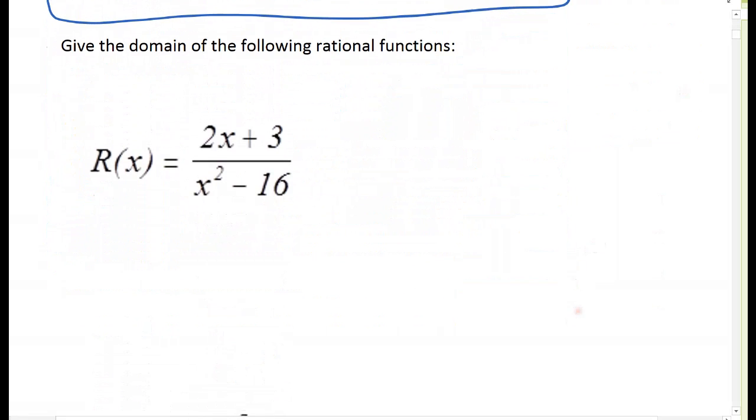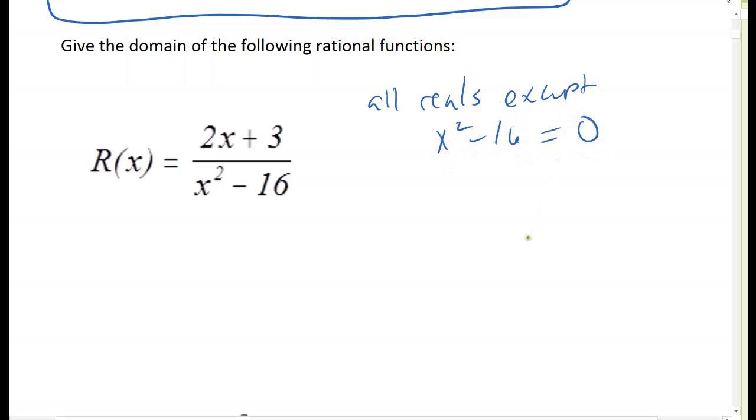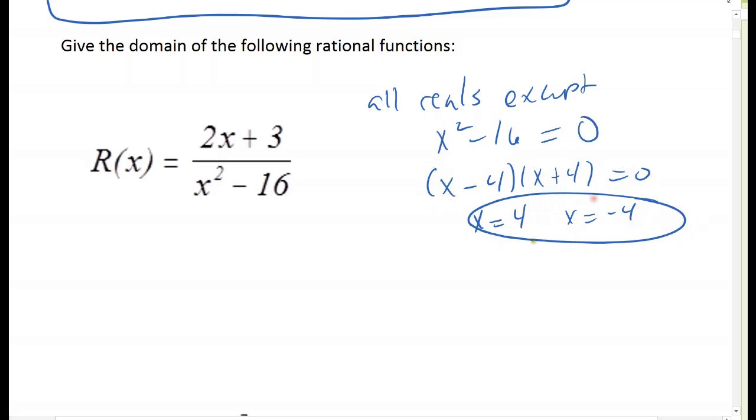All right, so we want to find the domains of the following rational functions. Well, the domain is all reals except when my x squared minus 16 equals 0. Now, there's two ways to solve this. Either you can factor it or use the square root property. It factors into x minus 4, x plus 4. And so we have two zeros, 4 and negative 4. And so those are the two that if I plug them in, I'm going to get division by 0.